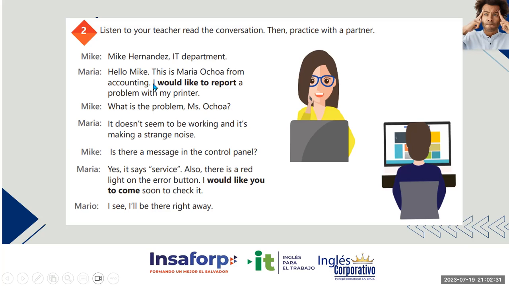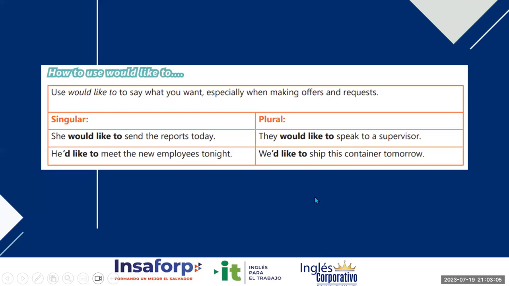And also, you need to take into account that we need to have a subject right here. Then the word would, then like, then to. In this case, we have to: I would like to report. But what about this one? I would like you to come soon to check it. It's a little different, right? But don't worry. Let me move forward so that you can understand how we are going to use it. Okay, take a look at this. How to use would like to. Use would like to say what you want, especially when making offers and requests.